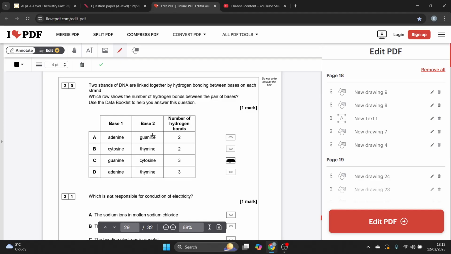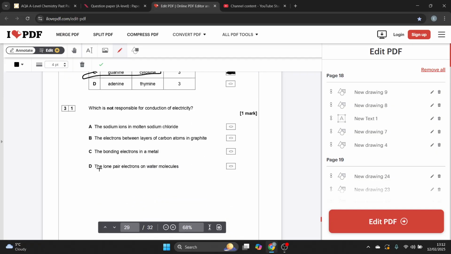But if you look at the data booklet, guanine and cytosine, well, definitely one hydrogen bond can be formed. Definitely another one, and then a third one. So yeah, three, guanine and cytosine. Which is not responsible for conducting electricity? The lone pair electrons in water molecules.